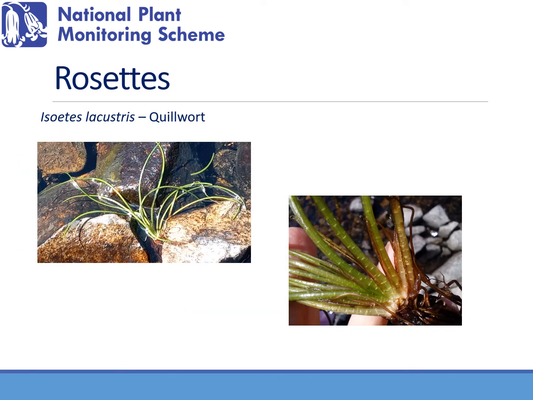This slide shows some pictures of Isoetes lacustris, which is one of the other rosette growth forms that you might encounter during your surveys. It tends to grow in deeper water than either Littorella or lobelia, but you may find plants washed up along the shoreline, as in the example on the left-hand side of the slide. If you do find this plant, then it's a very good indicator of a nutrient-poor lake.